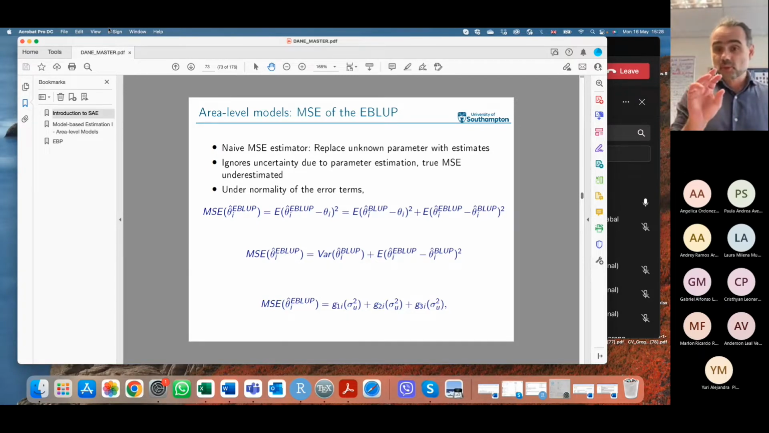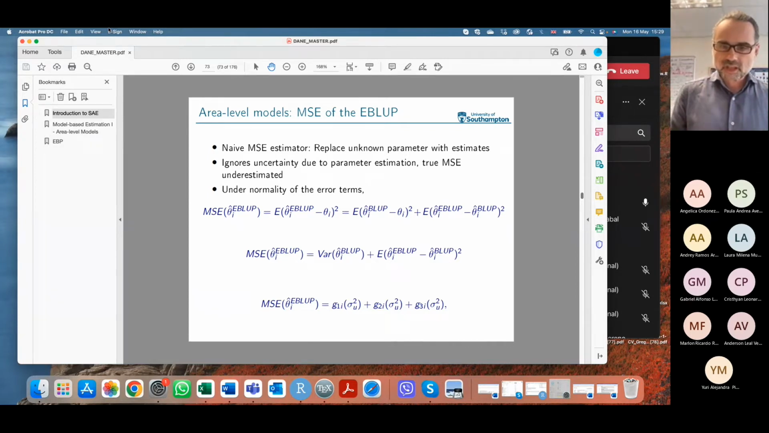The answer to that is basically what I'm going to describe here. A naive way of estimating the mean squared error is simply to replace the unknown parameters with estimates. However, if I do that, then that will ignore the uncertainty due to estimating the parameters. So I want an estimator of the mean squared error, which is used as a measure of uncertainty in this case, that captures the uncertainty due to the parameter estimation.